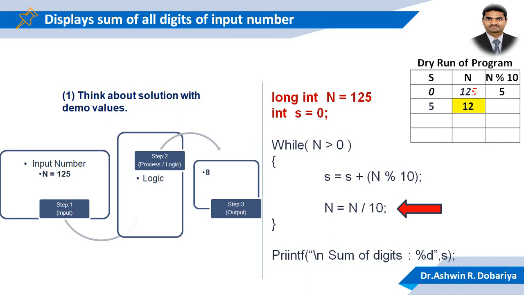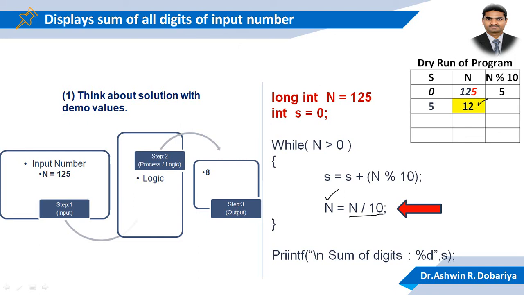So if we want to separate 2, then we have to remove this last digit. Then how can we remove it? For that, whatever the value of n, we will divide by 10. So 125 divided by 10. Actually the answer is 12.5, but n is an integer and 10 is an integer, so it will ignore 0.5. So instead of 12.5, n becomes 12.